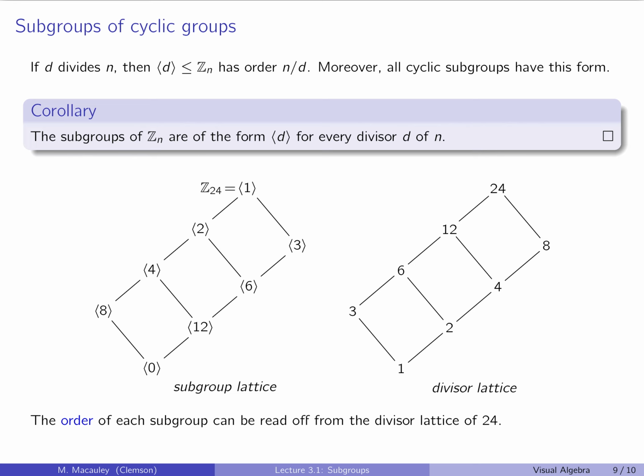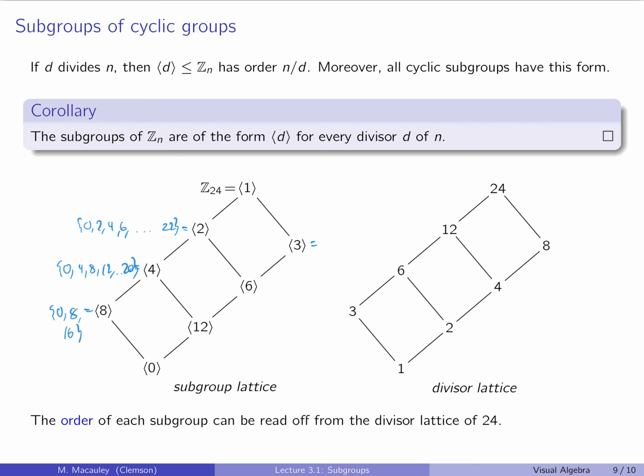Let's just do an example. Here's Z24. This is generated by 1, and by anything else relatively prime to 24 in the set. The subgroup generated by 2 is the set of all multiples of 2. So think of this as 0, 2, 4, 6, all the way up to 22. The multiples of 4: 0, 4, 8, 12, all the way up to 20. And the multiples of 8: 0, 8, 16.